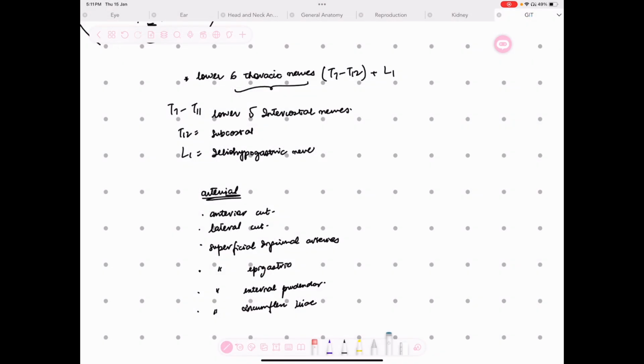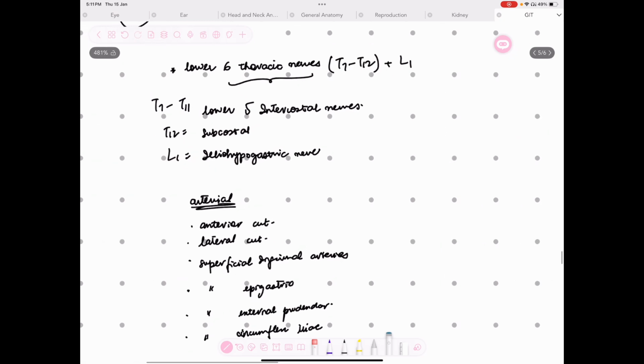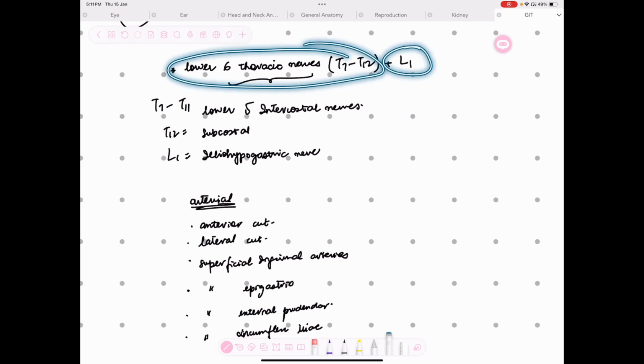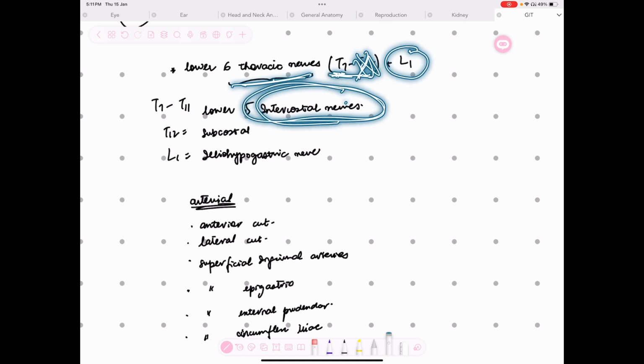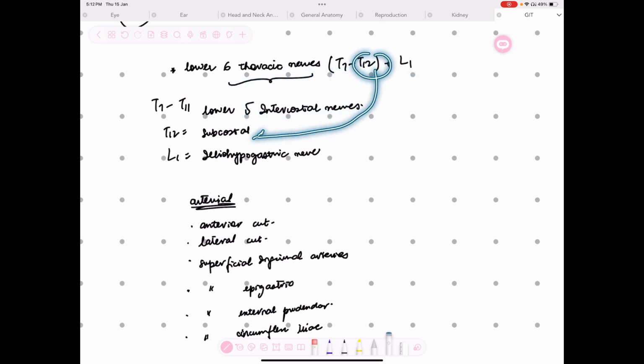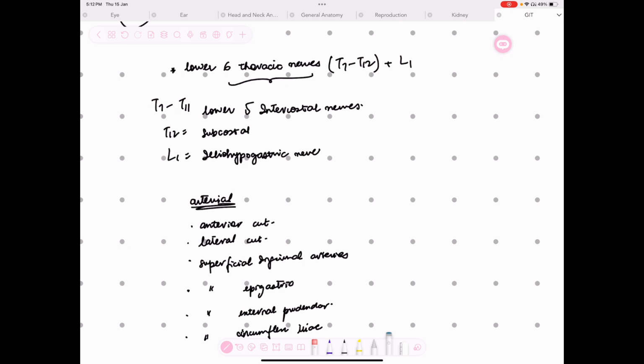Okay, so we're talking about the cutaneous innervation of the skin and fascia of the anterior abdominal wall in general. The anterior abdominal wall gets its innervation from the lower six thoracic nerves and L1. Lower six thoracic nerves means T7 to T12 and L1, okay? Now the thoracic nerves are called intercostal nerves, but not T12. T12 is not called intercostal, so that makes the lower 5 intercostal nerves. What is T12 called? It is called subcostal, because it comes below the costal margin. And L1 is the iliohypogastric nerve. So iliohypogastric, subcostal and lower 5 intercostal nerves give the cutaneous innervation of the anterior abdominal wall, okay?